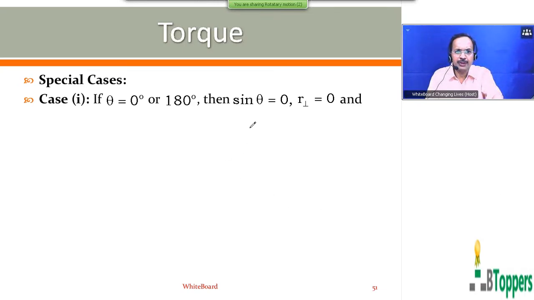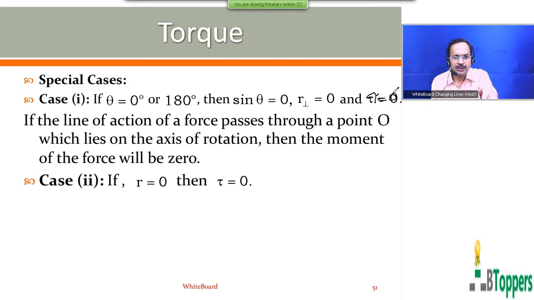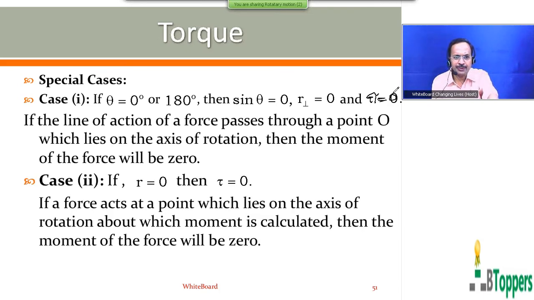Case 1, if theta equal to 0 degrees or 180 degrees, then sin theta is 0, and you can write here tau equal to 0. I will read out the conclusion. If the line of action of a force passes through a point O, which lies on the axis of rotation, then moment of the force will be 0. Case 2, if R is 0, then tau is 0.